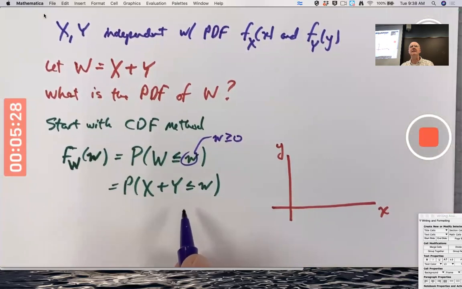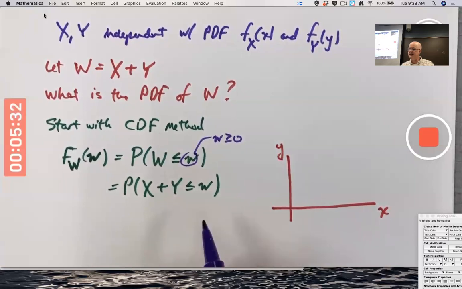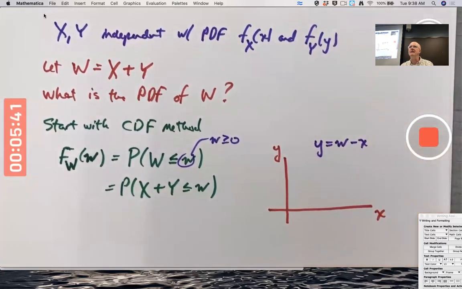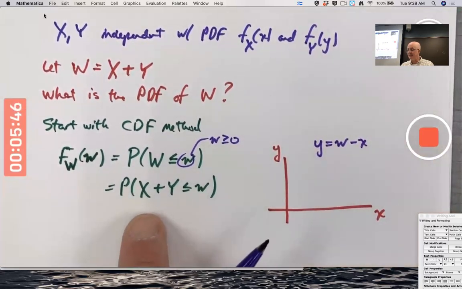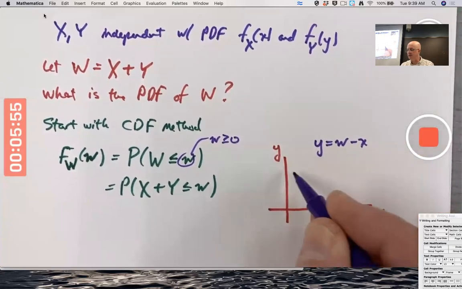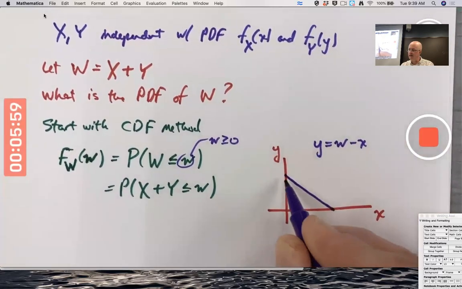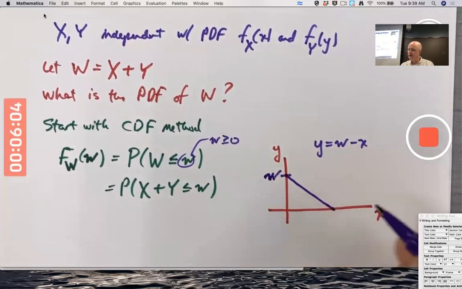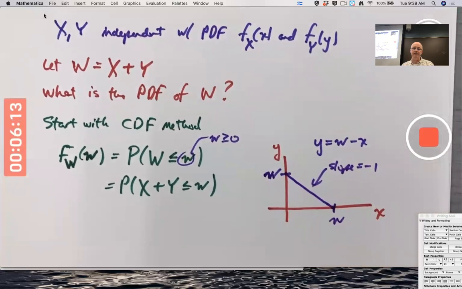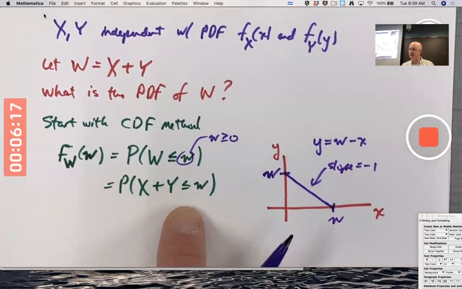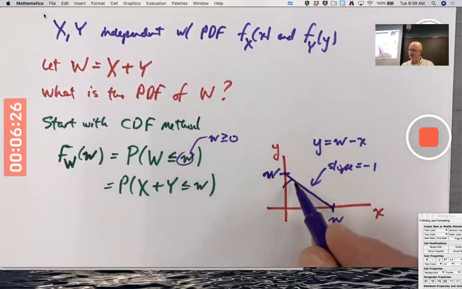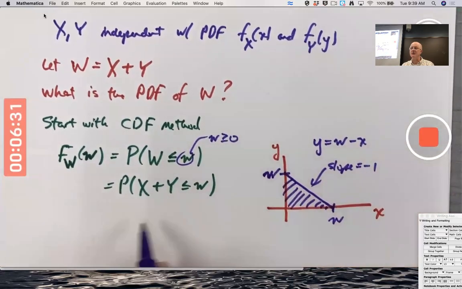What does it mean for x plus y to be less than or equal to little w? It means if you draw the line y equals little w minus x in this plane, you're at a point below that line. This line is going to have a y-intercept of w and a slope of -1. There it is right there. The y-intercept is little w, the slope is -1, and therefore the x-intercept is also little w. For x plus y to be less than or equal to little w means that you are below this line, and we are also in the first quadrant because x and y are non-negative. So we're in this triangle somewhere for this condition to be true.